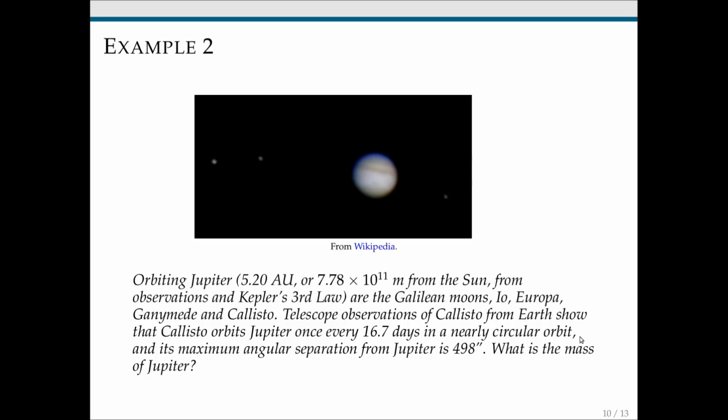Now let's do something a little bit more complicated. Orbiting Jupiter, which is about 5.2 astronomical units from the Sun, are the Galilean moons Io, Europa, Ganymede, and Callisto. They're named after Galileo, who discovered them. Telescope observations of Callisto from Earth show that Callisto orbits Jupiter once every 16.7 days in a nearly circular orbit, and its maximum angular separation from Jupiter is 498 arcseconds. What is the mass of Jupiter?